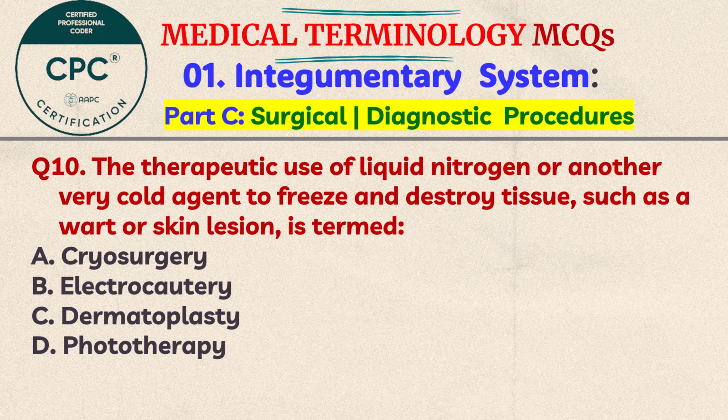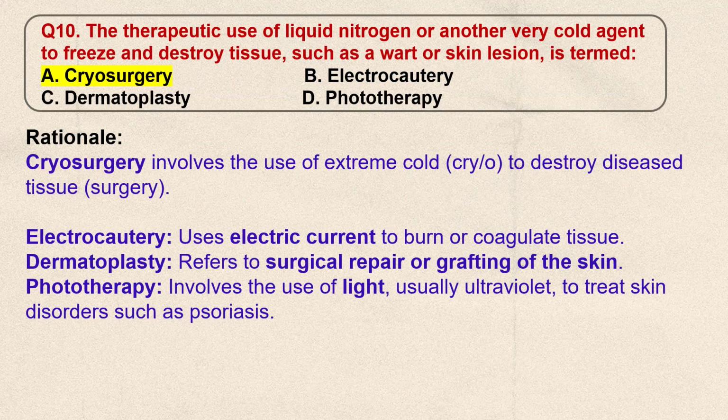Question number 10. The therapeutic use of liquid nitrogen or another very cold agent to freeze and destroy tissue, such as a wart or skin lesion, is termed A. Cryosurgery, B. Electrocautery, C. Dermatoplasty, D. Phototherapy. Think the answer. The correct answer is A.